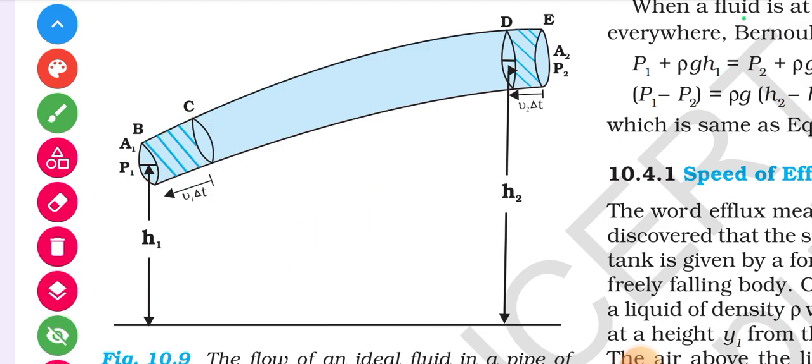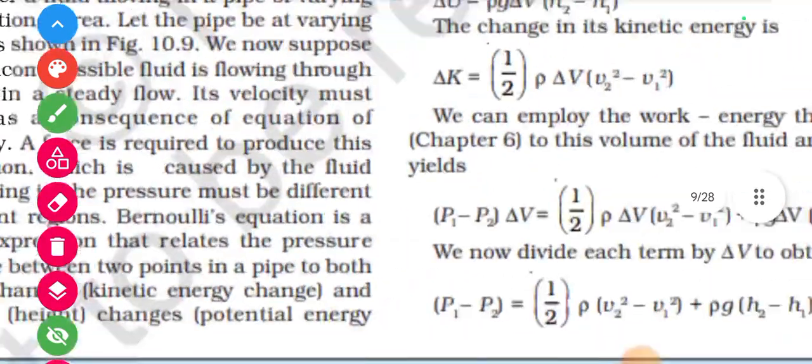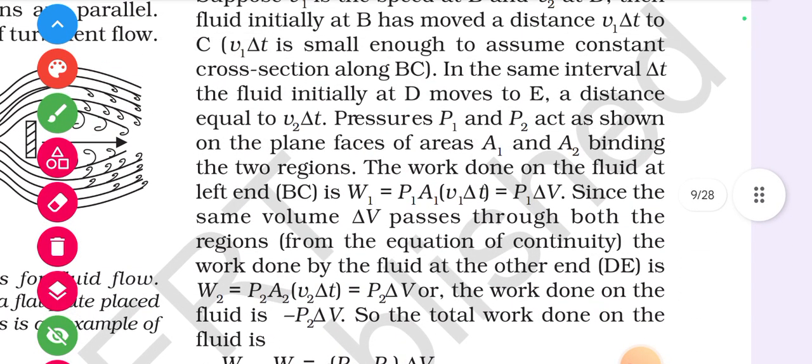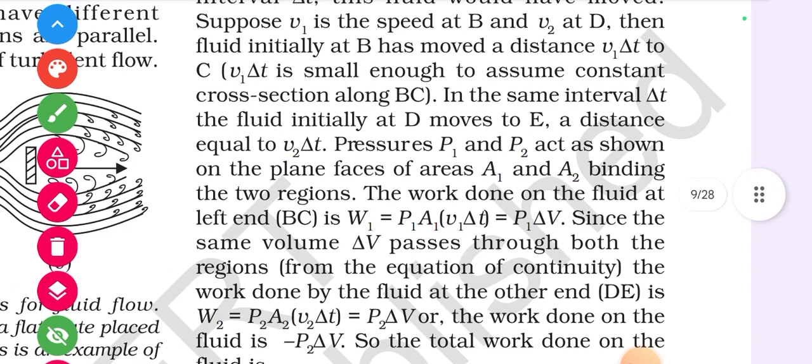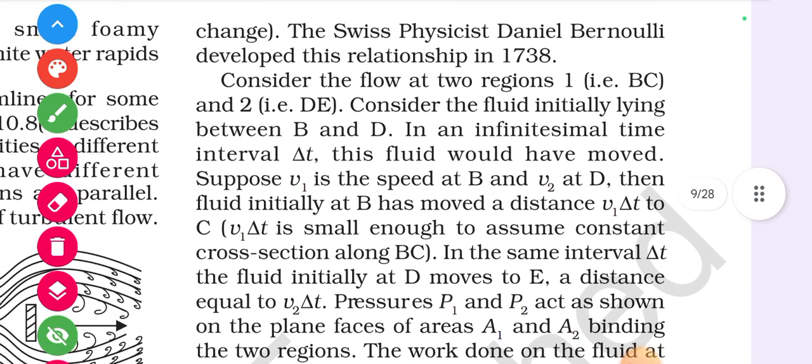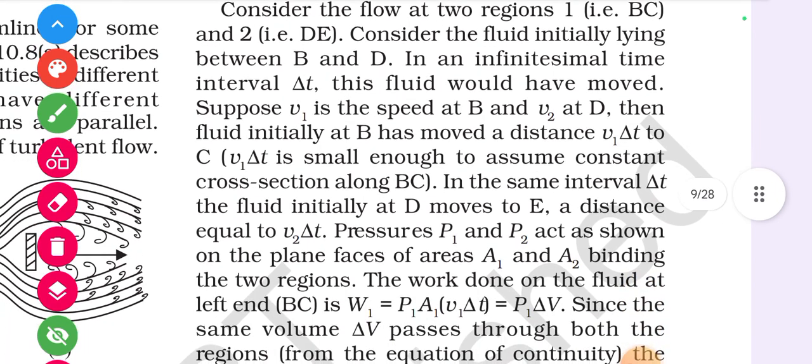Now let's go further. This is what I have told you. V1 is the speed at B and V2 is at D. Then fluid initially at B moved a distance v1 delta t to C, and v1 delta t is small enough to assume constant cross section along BC.